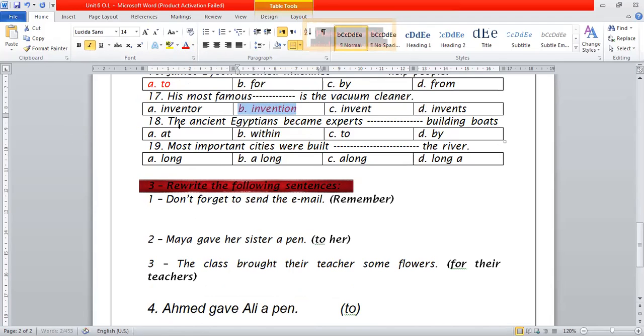Invent is the verb. Number 19, the ancient Egyptians became experts. The word expert takes the preposition at or in. At. If you find at, it's okay. If you find in, it's okay. But of course, you cannot find at and in in the same sentence. It will be at here. Number 19, the last one. Most important cities were built along. C. Along. Yes, C, along.